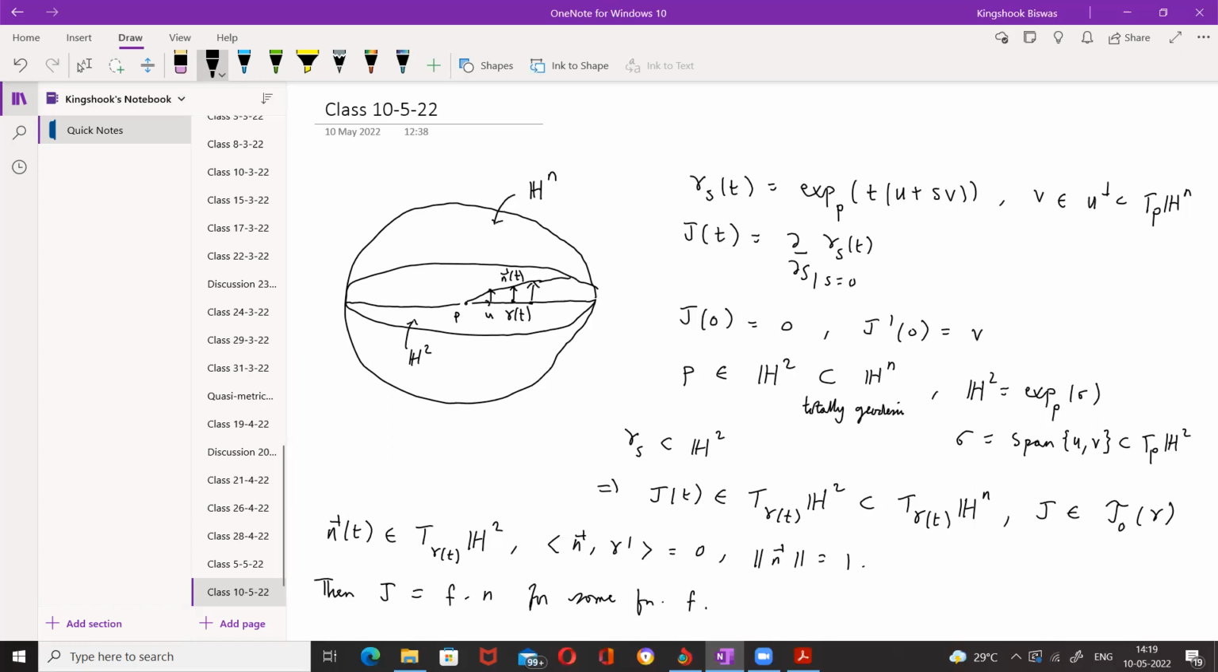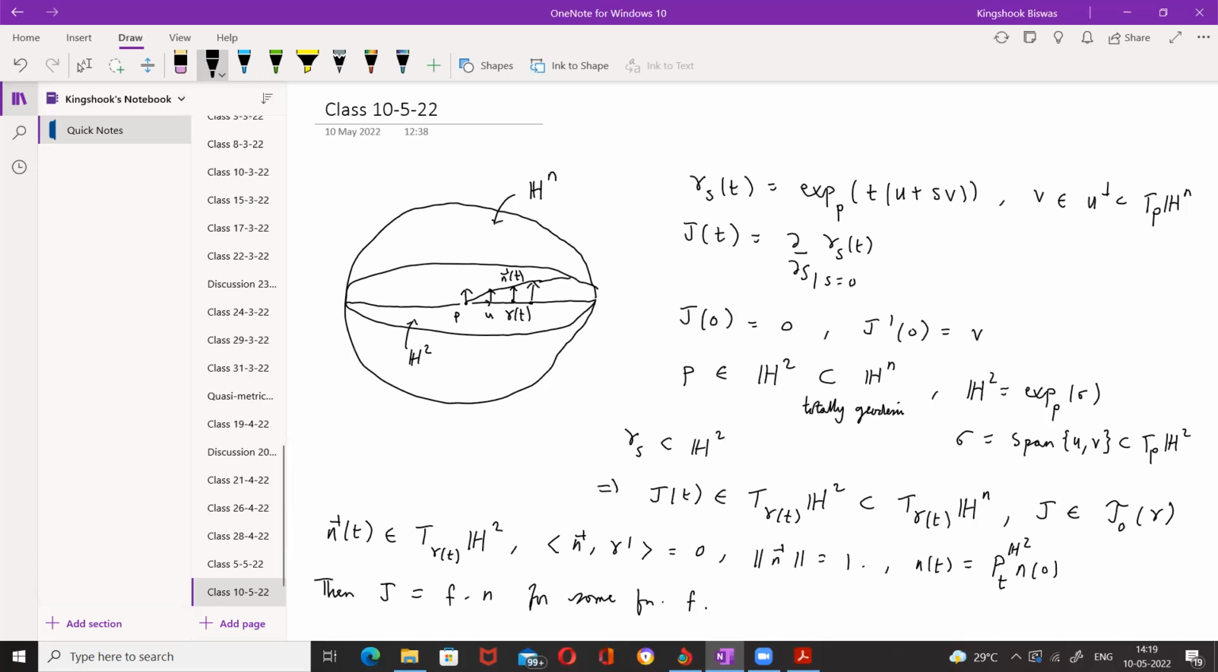So actually, how can I get this N of T? I take a unit vector and parallel transport it along gamma. Exactly. So I can take N of T to be, at gamma 0, I just take N0, and then the parallel transport of N0. All right. So the thing is, you want it to be tangent to H2. So this would be the parallel transport in H2. Okay. All right.